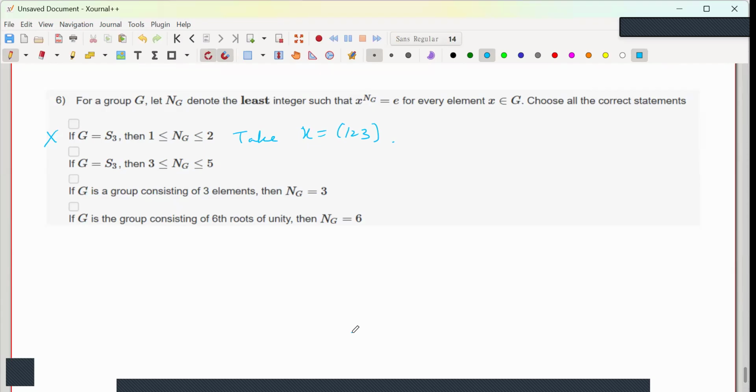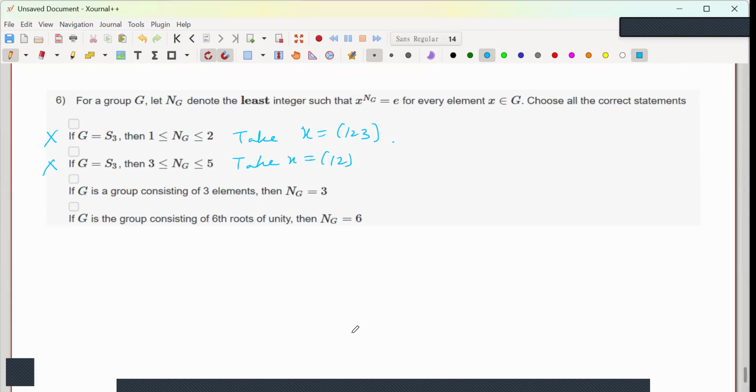In S3, ng is between 3 to 5. That's also false, because we want the least integer. If the least integer part is not there, then this would have been true. Because for order 2 elements, if you take power 4, then also it's identity. So 2-cycles would have satisfied this. Also 3 is there, so 3-cycles would have also satisfied this. And for identity also, if the least integer is not there, then it would have been true. So the least integer part is crucial. Okay, so take x equal to 1, 2.